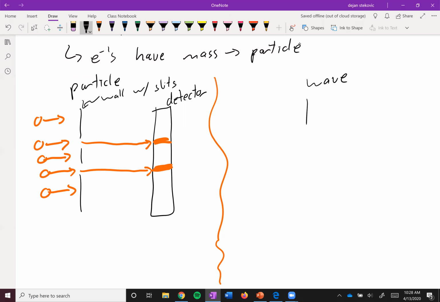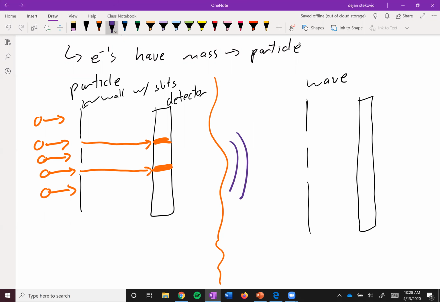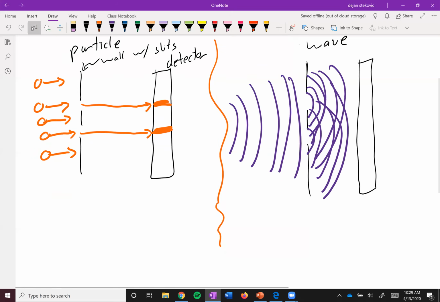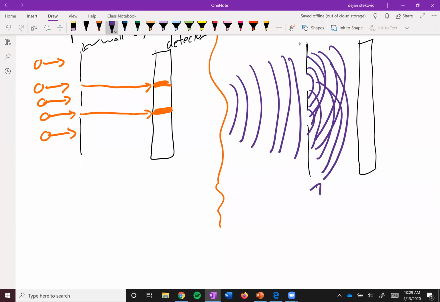Let's take a look at what happens when we shove a wave through here. So again, we have a wall with two slits. We have a detector, but this time we're shooting waves at this thing. If you think about what's going to happen, these waves are going to go through the slits, and then they're just going to keep propagating throughout the system. As you can see in this picture, these waves are going to interfere with one another. So this is interference.